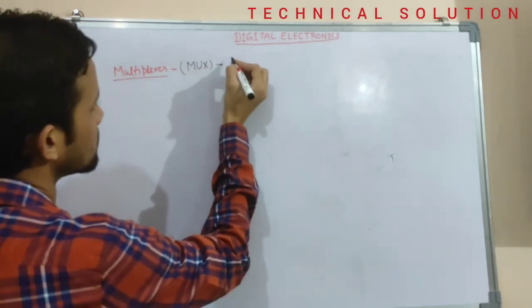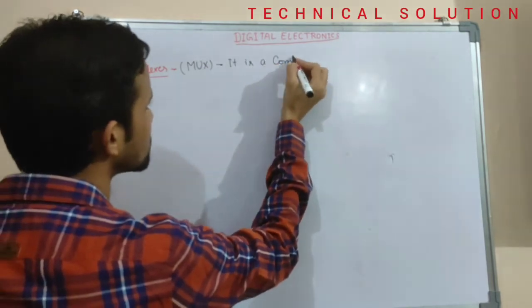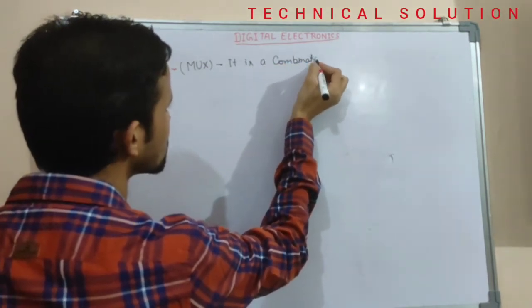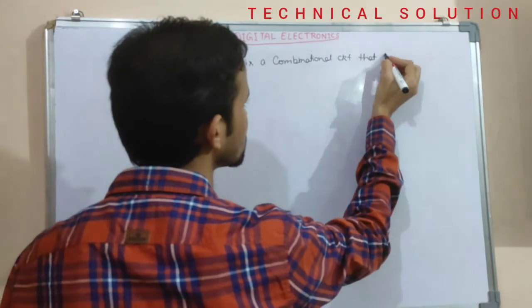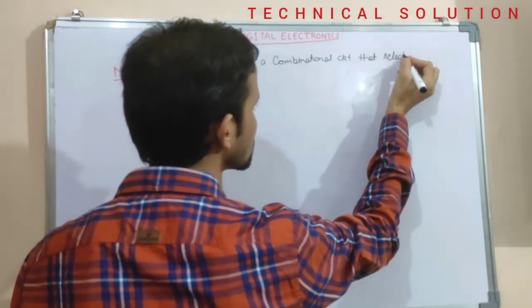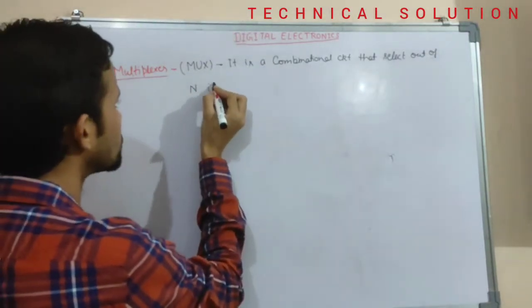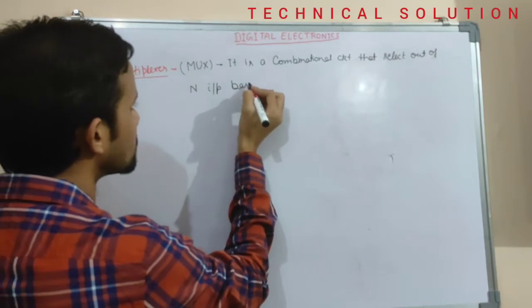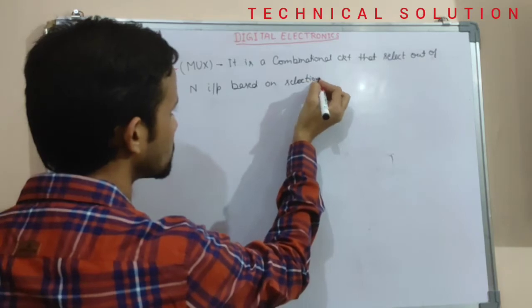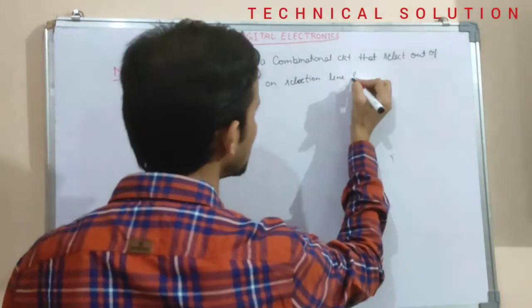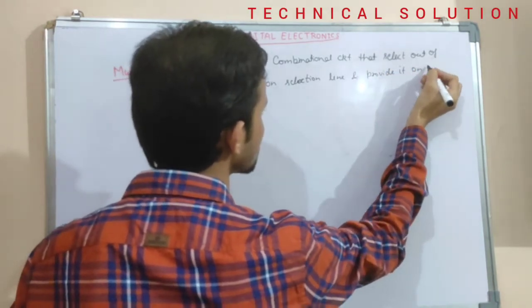It is a combinational circuit that selects one out of n inputs based on the selection line and provides it on its output.